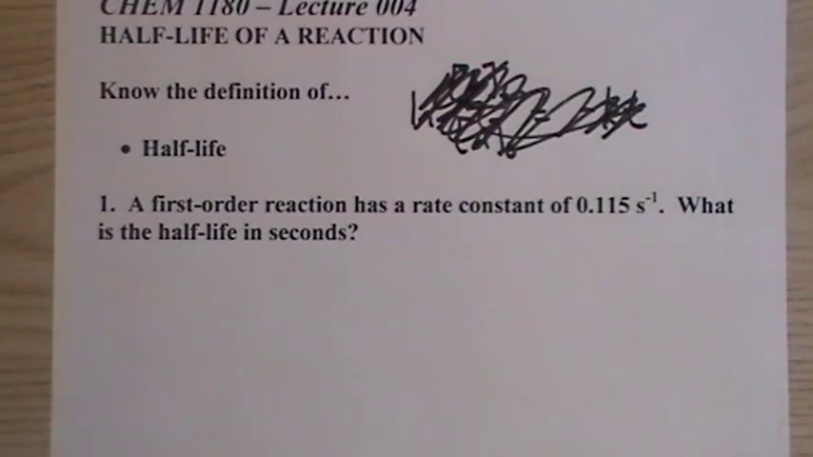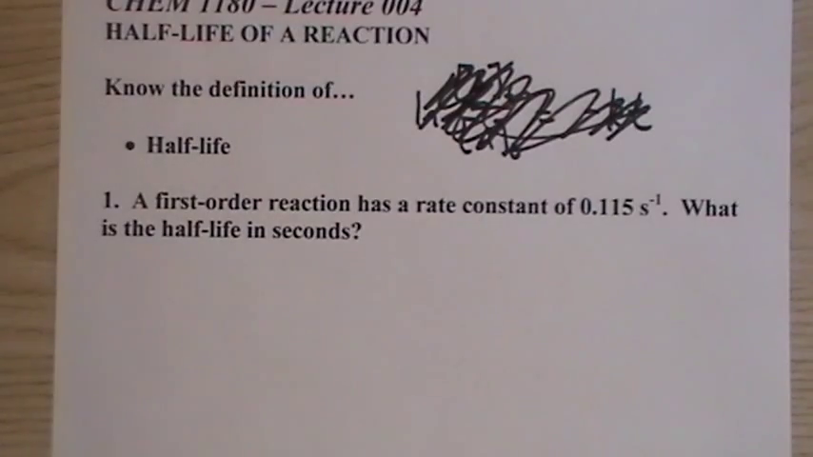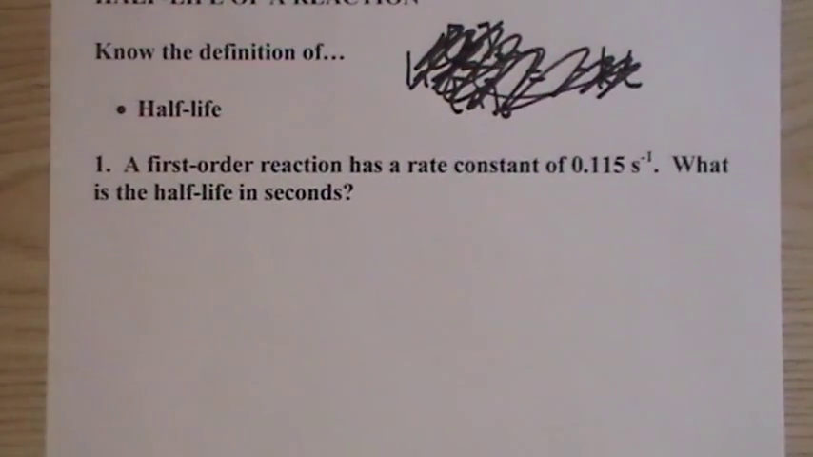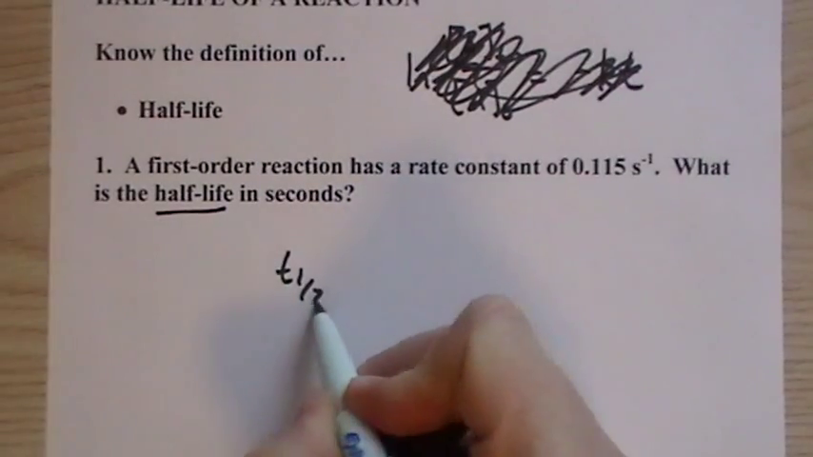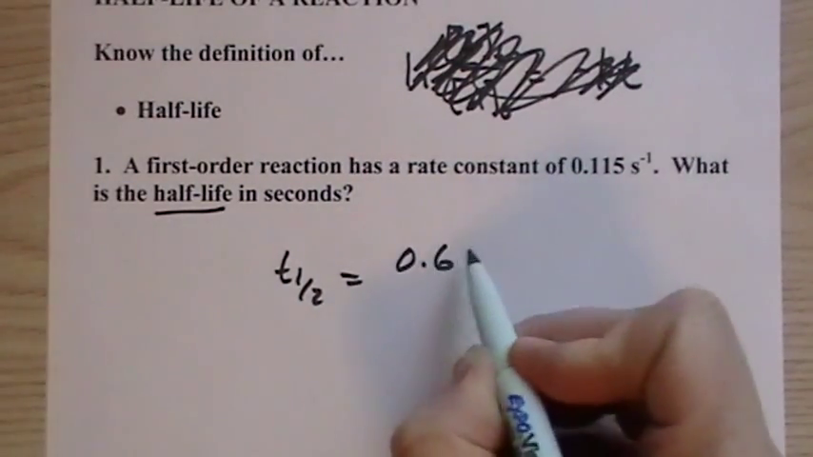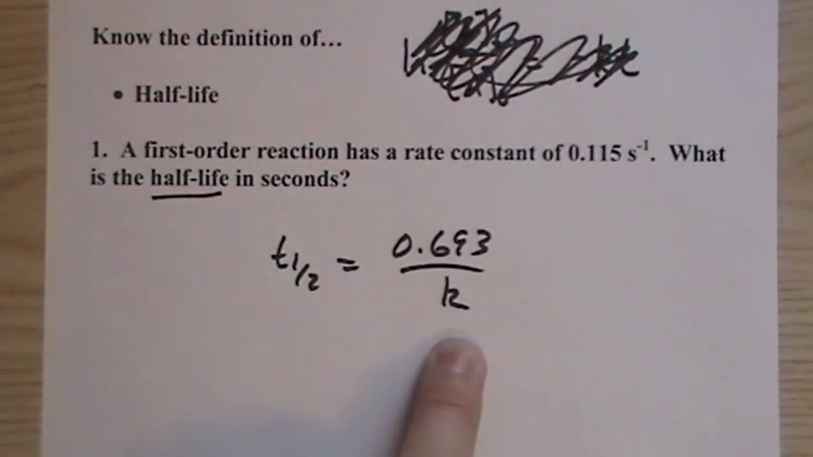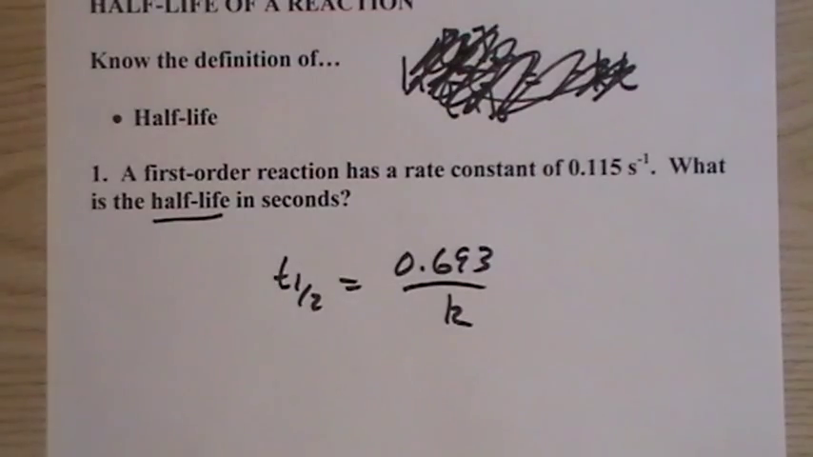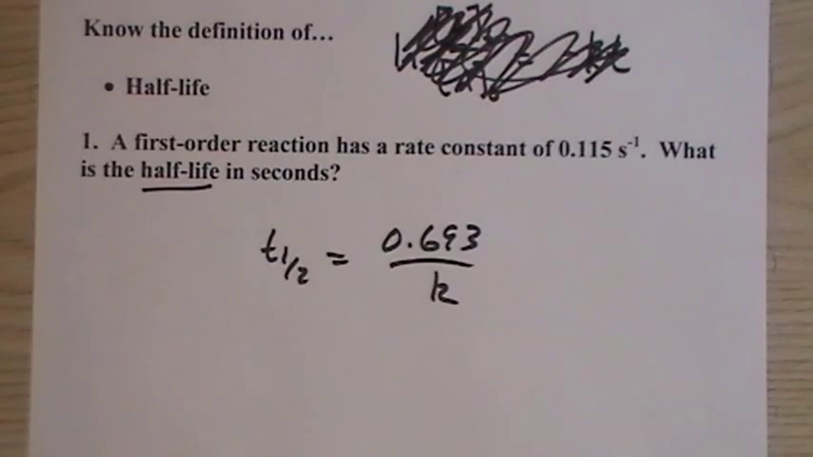A first order reaction has a rate constant of 0.115 inverted seconds. What is the half-life? Well, as soon as you see half-life written there, you know that you need to deal with the half-life equation for the first order reaction, which is given here. If you know K, plug that in, that'll give you the half-life. If you know the half-life, you can solve for K. Not too much we can do here.